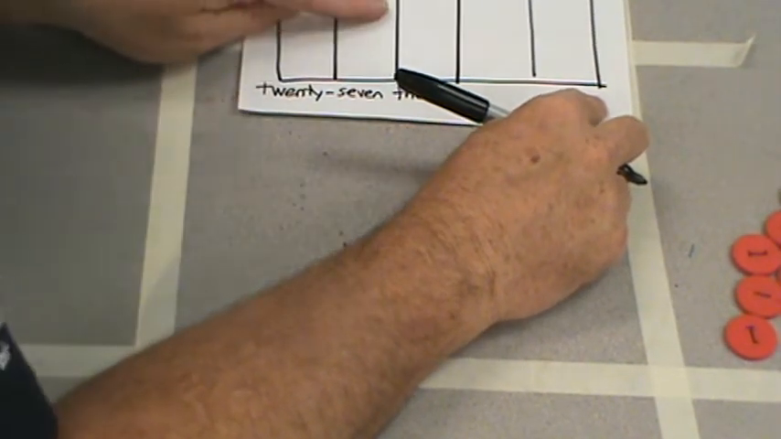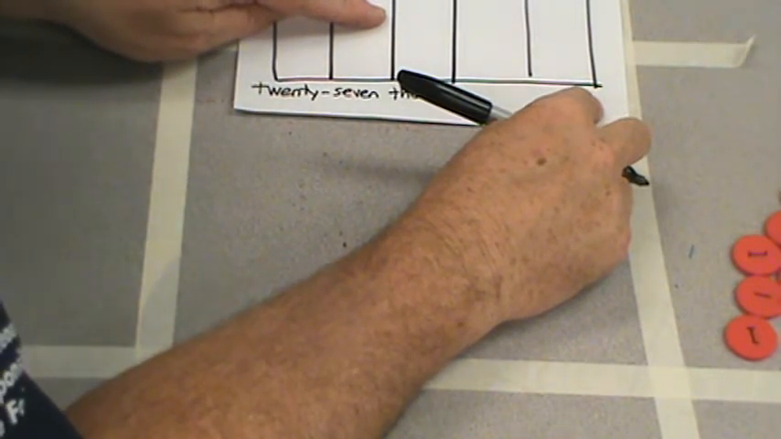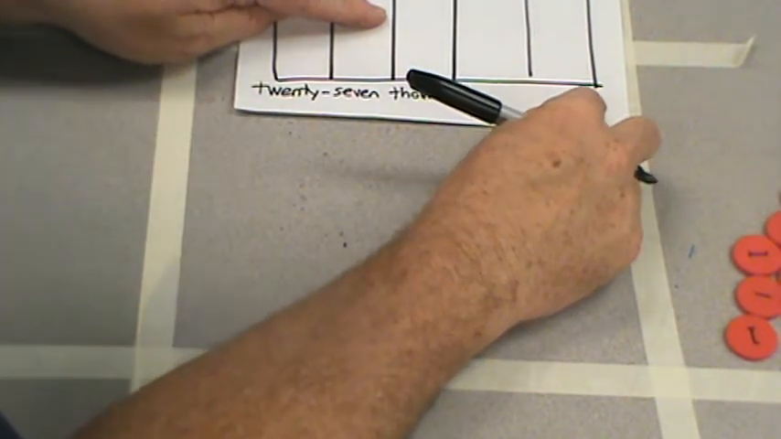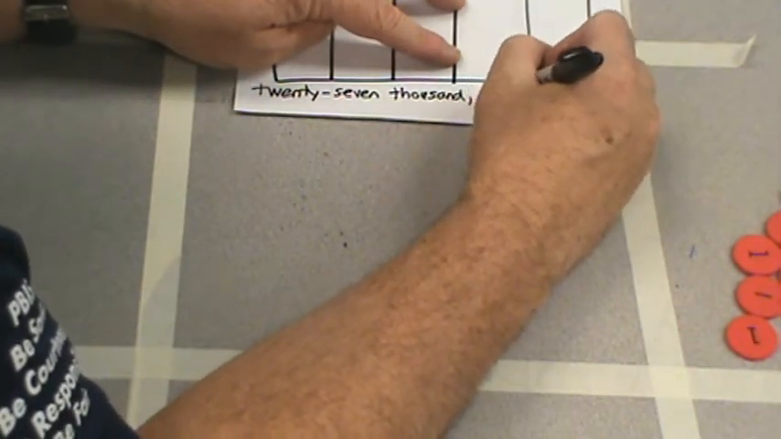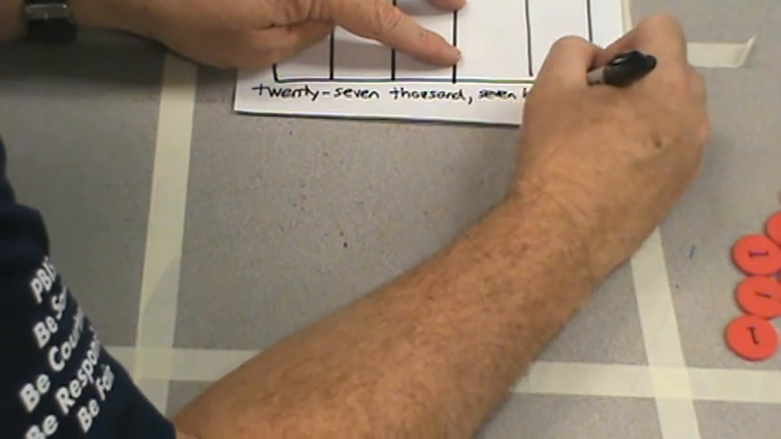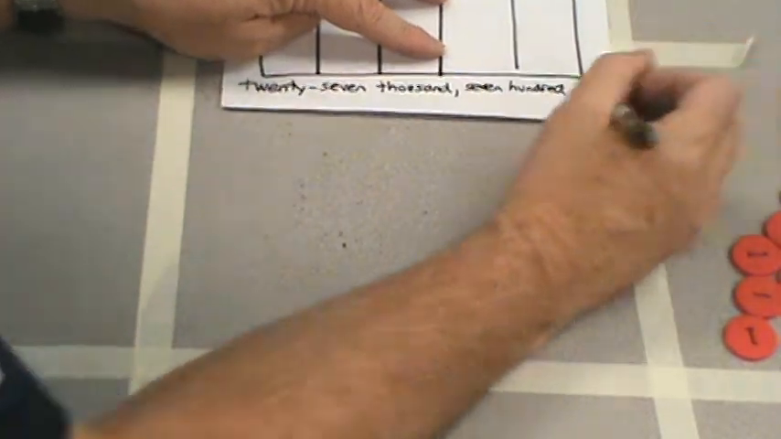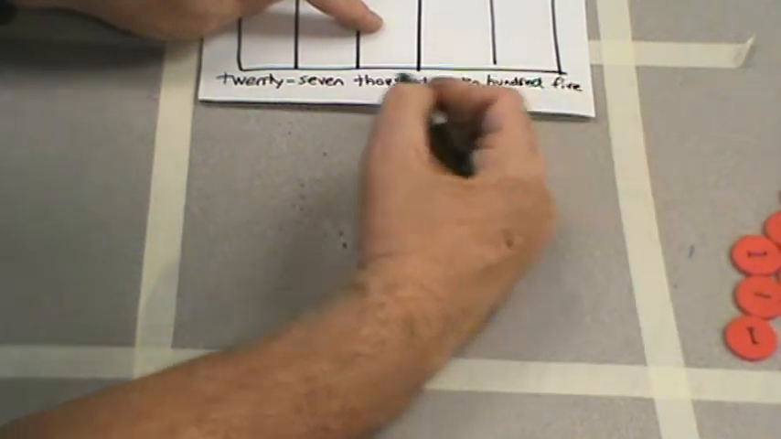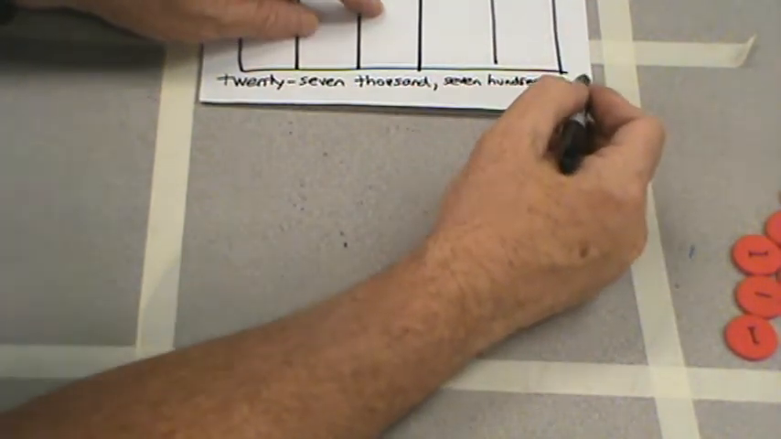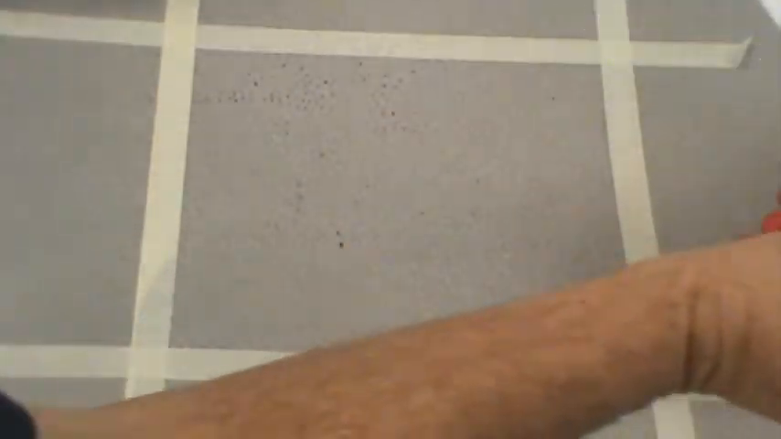And then we're going to write 700, 705. And there we have it, 27,705. 27,705. It's time to move on to another word form.